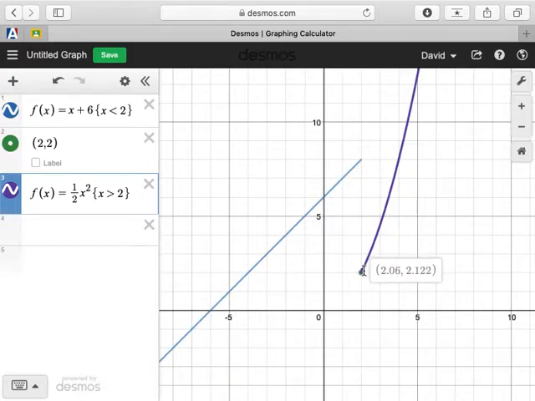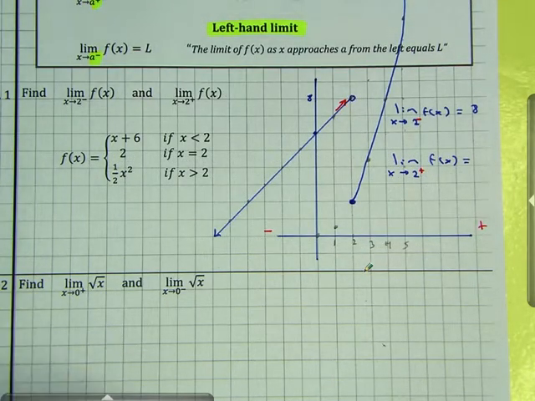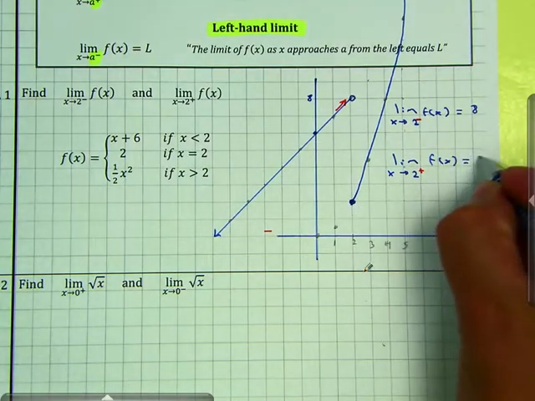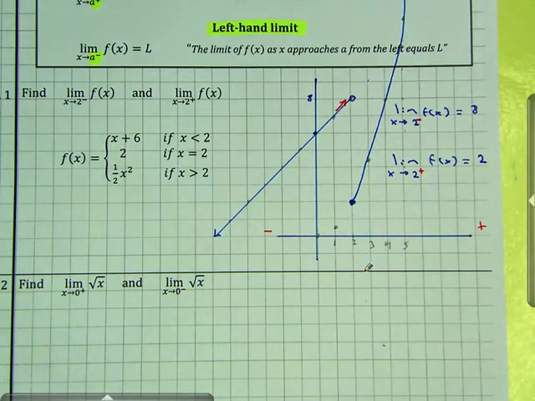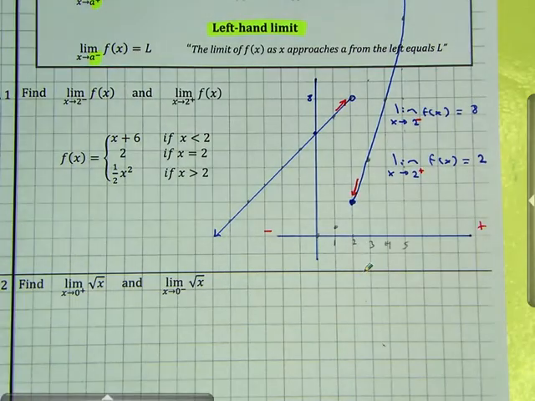It's going to approach 2. And Desmos may tell me undefined, but because of this point, we know it's going to be 2. So therefore, the y value is going to be 2. And you want to make sure that you place a little arrow to indicate the left-hand limit.